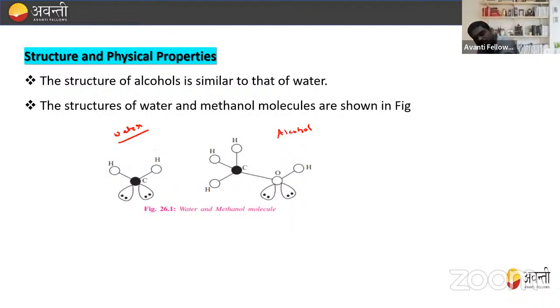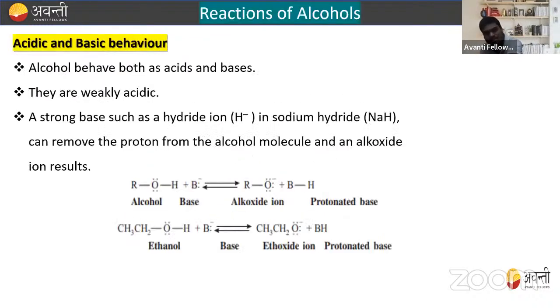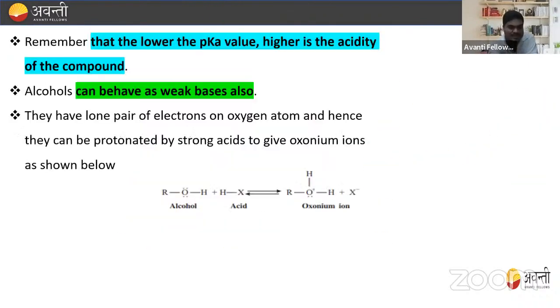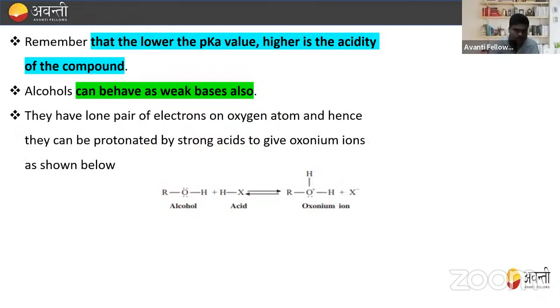Structure: there is a similar structure to that of water. Normally, hydrogen bonding is present, which is responsible for the high boiling point and solubility. Now, acidic and basic behavior: alcohol behaves both as acid and as base, right? Now, some pKa values are given. On the basis of pKa value, we identify which one is the stronger acid and which one is the weaker acid. So, the higher the value of pKa, the lower will be the Ka, and the lower will be the acidity. Because acidity depends only upon the Ka value, right? So, if the value of Ka is more, then definitely it will be more acidic in nature.